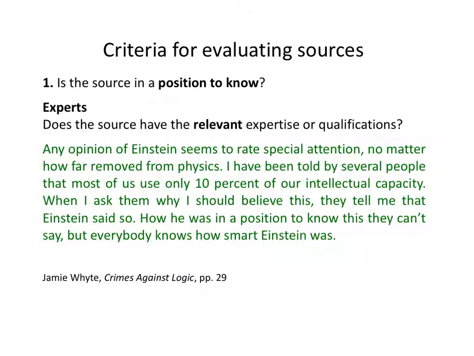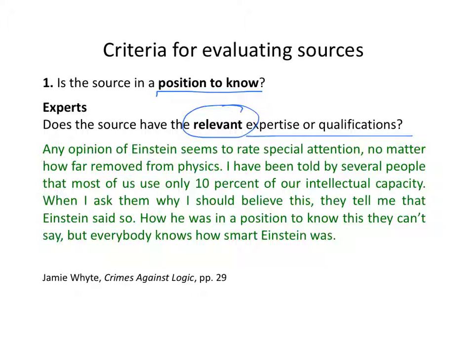So first, is the source in a position to know? In the case of experts, what this is asking is whether the source has relevant expertise or qualifications. The key word here, of course, is relevant. Not every expert is an expert in absolutely everything, and this is a common source of what people would sometimes call the fallacy of appeal to authority. It would be appealing to an authority who isn't really an expert in any kind of relevant field to the question under discussion.